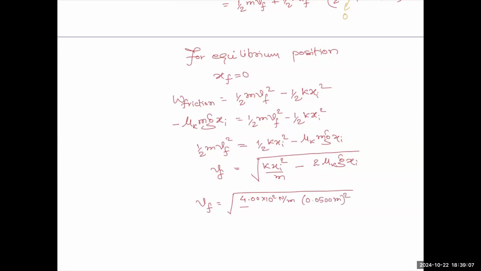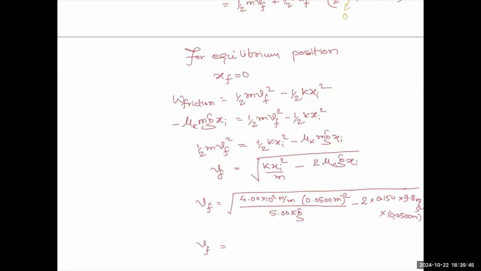0.0500 meter square divided by mass is 5.00 kilogram, minus 2 times 0.150 times 9.8 meter per second square times xi, which is again 0.0500 meter, right? So everything is in square root. And once you do these calculations, anyone help me with this calculation?